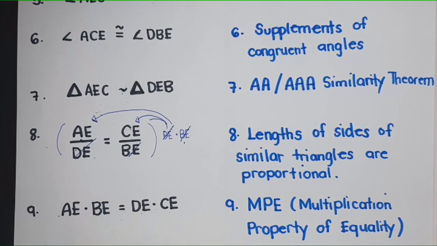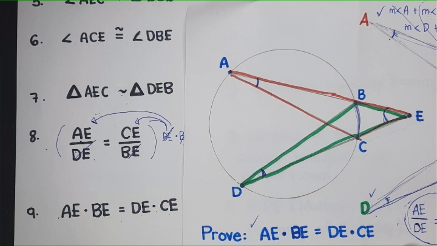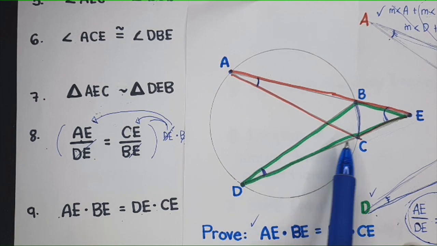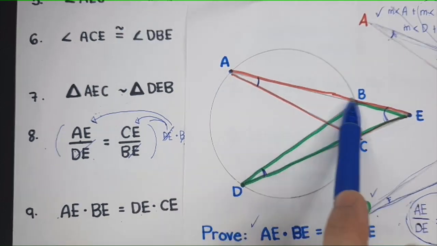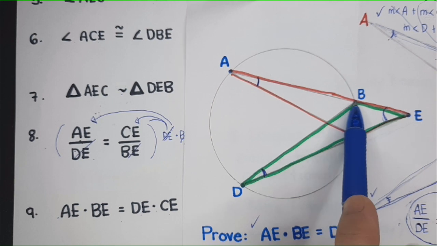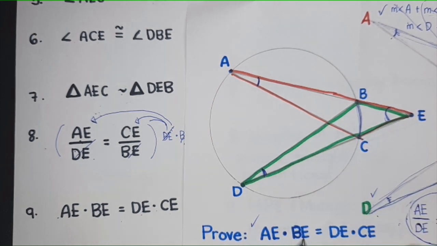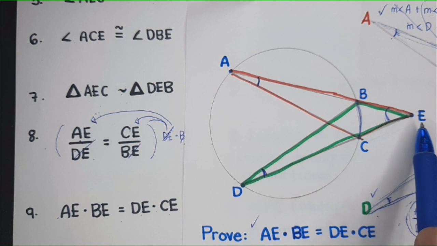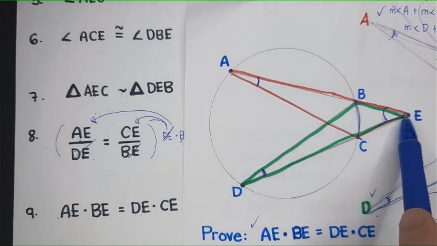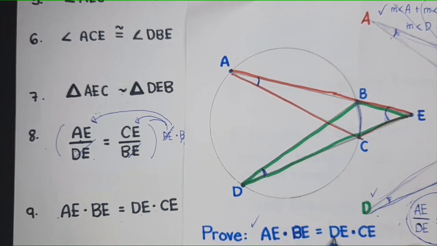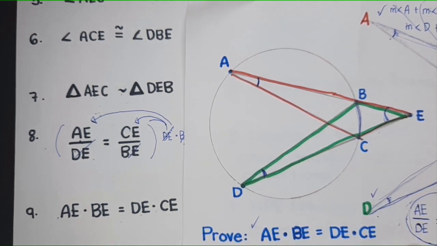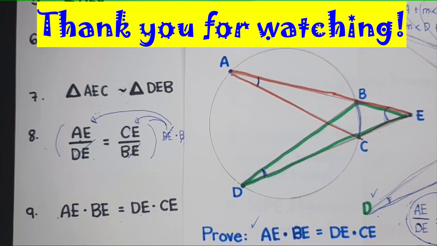Ito yung gusto nating i-prove. Let's go back to our figure. Di ba? We want to prove that the product of the lengths of this secant segment and this external secant segment, so that's AE times BE, is equal to the product of this secant segment and this external secant segment, which is DE times CE. So, I think that's it. This is the two-column proof for the theorem on two secant segments.